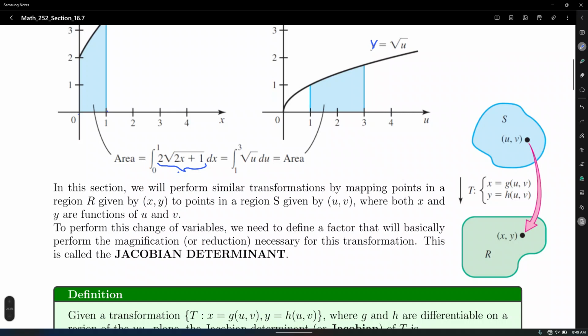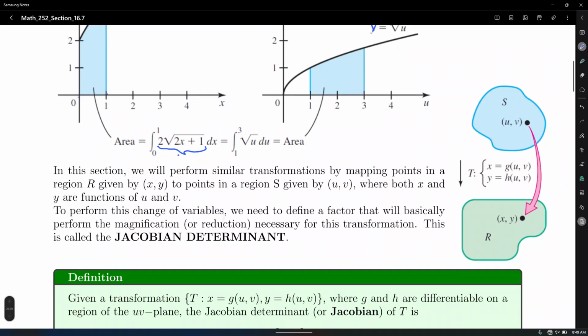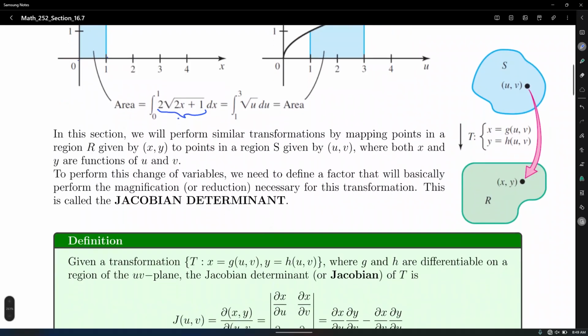However, for a double integral, we're going to do what we call a u and v substitution. So we're going to do a change of variables, taking both variables at the same time into consideration. How is that? What do we need for this? We need to compute what we call the Jacobian determinant.